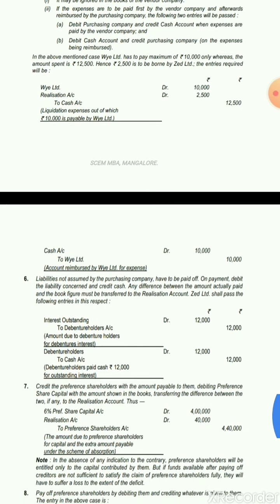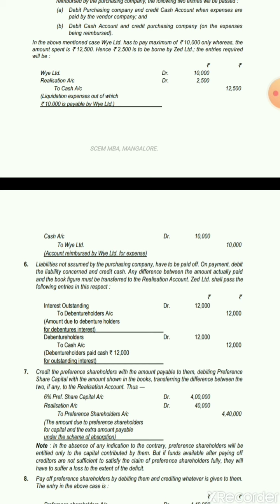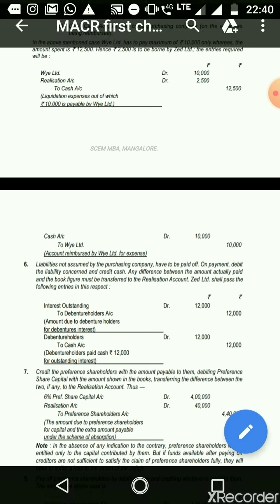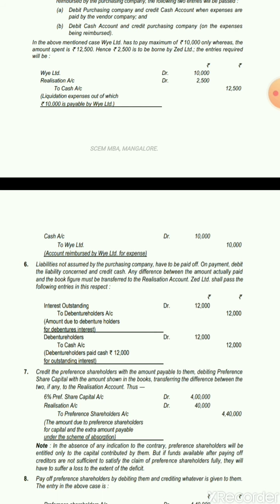Then we may have to pass the entry for receiving the reimbursement from the transferee company. So what is the entry? Cash account debit to Y Limited, because here this purchasing company is reimbursing the liquidation expenses which is met by the selling company. So what is the amount being reimbursed? Which is 10,000, which is there in the fourth adjustment. The reimbursed amount is 10,000. So what is the entry we make? That is cash account debit to Y Limited account with the reimbursed amount.